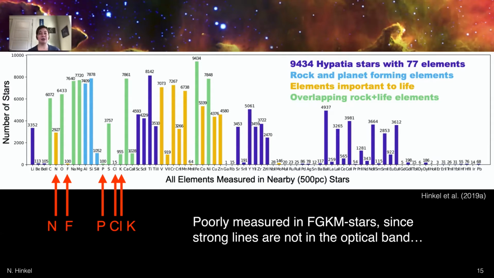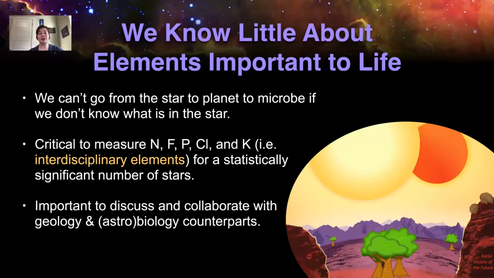And part of the reason is because these lines are not very strong in the optical band, which is where a lot of the astronomical observations tend to happen. So we have to look for them in other places. And that's difficult to do. It requires whole new kinds of instrumentation and technology in order to be able to go after these specific elements. However, these elements are crucial.